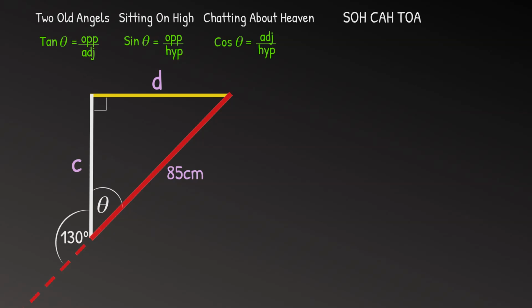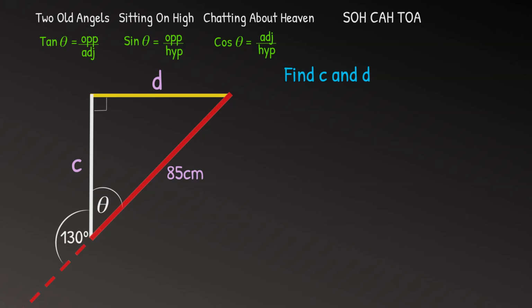Now in the first question we have a triangle and we're asked to find C and D. However, we only have one value for the triangle, which is the hypotenuse at 85 centimetres. However, the hypotenuse line has been extended with the dotted red line and we have the angle between that and the triangle, which is 130 degrees.